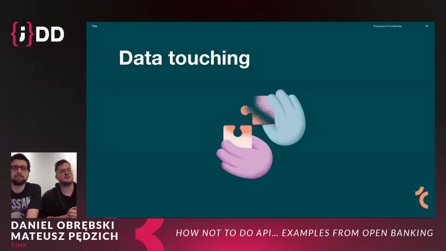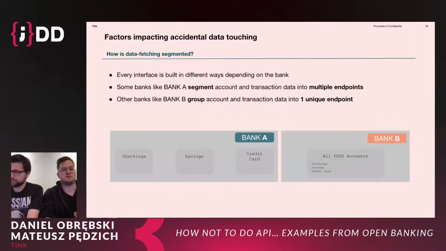So the next topic we face is called data touching, and I will just show you what it means. Basically, we have two types of banks. Bank A has multiple endpoints to fetch the data, for example, one endpoint for checking accounts, one for saving accounts, and a third for credit cards. There is also a type, bank B, which has one endpoint for all the accounts. And that is an issue for us many times.